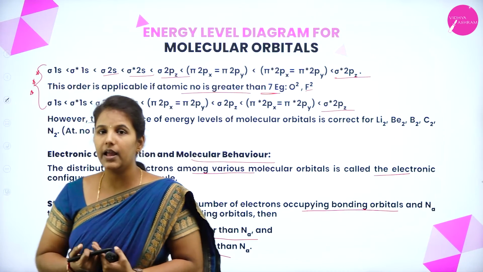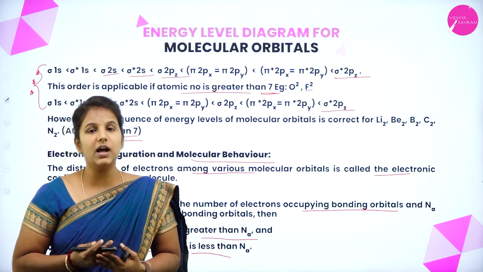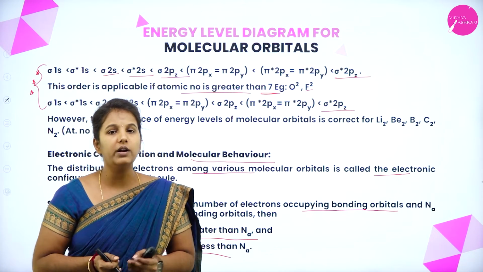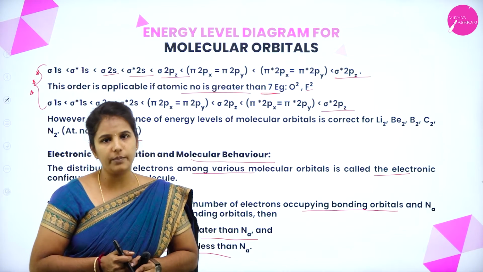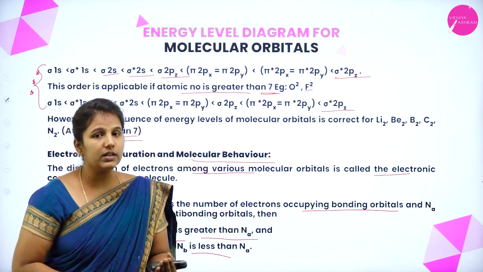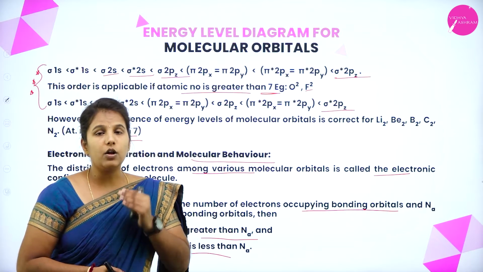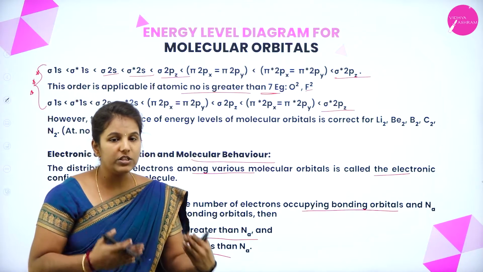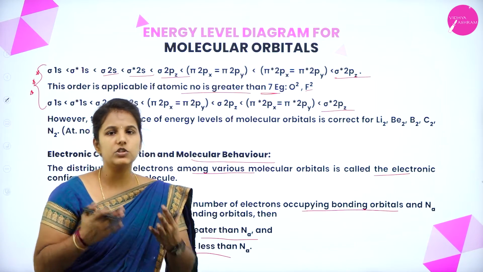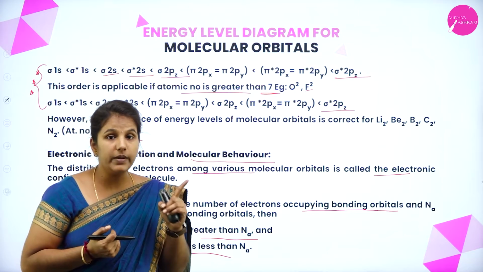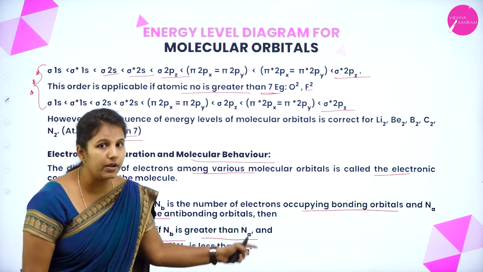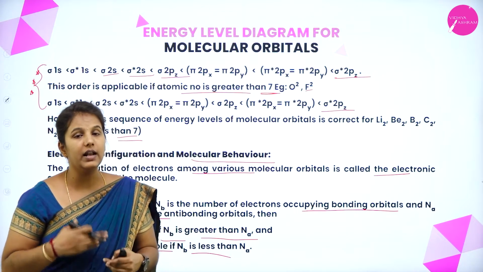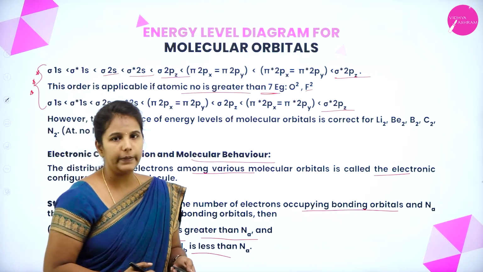What are Nb and Na again? Nb and Na are nothing but the number of electrons involved in bonding and the number of electrons involved in what? Anti-bonding molecular orbitals. This is how, by using this energy level diagram and by writing the electronic configuration, we can easily understand which element will be more stable and which will be less stable. Based on which concept? Based upon the number of electrons present in bonding as well as in anti-bonding molecular orbitals.